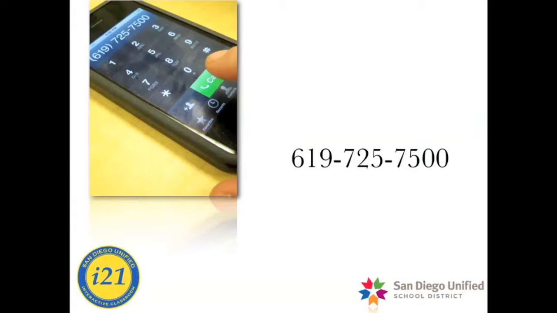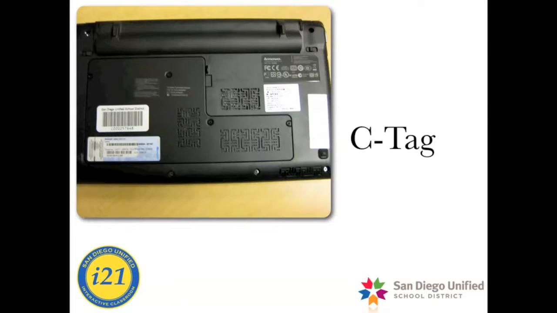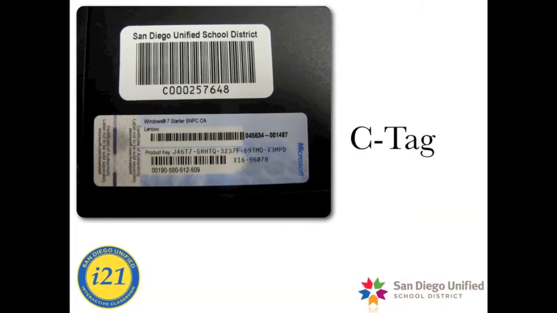So to begin, you need the phone number, 619-725-7500. You need your school and room number. If you're calling about a computer, either a netbook or a tablet PC, you need the C tag, and you're going to find that on the bottom of the computer. It's got a sticker that says San Diego Unified School District, and at the bottom it has a number that begins with C, so you need the C tag number.